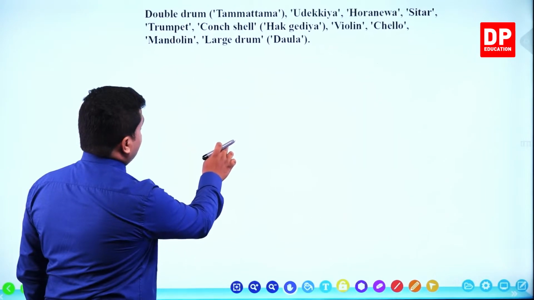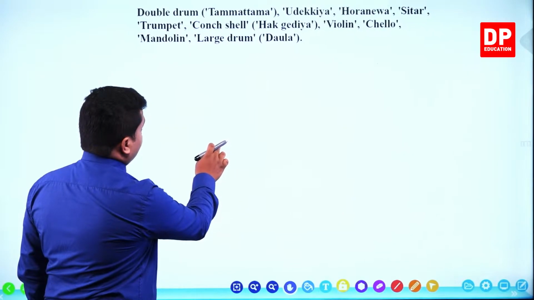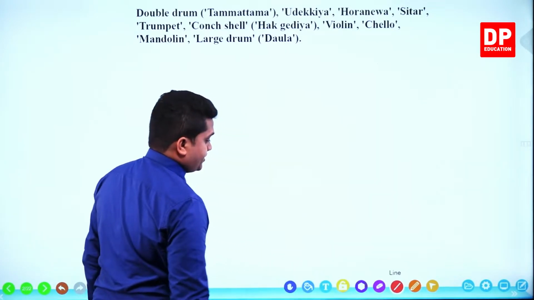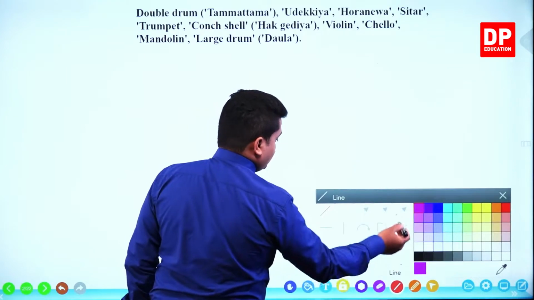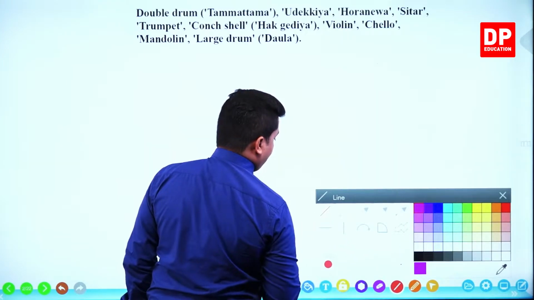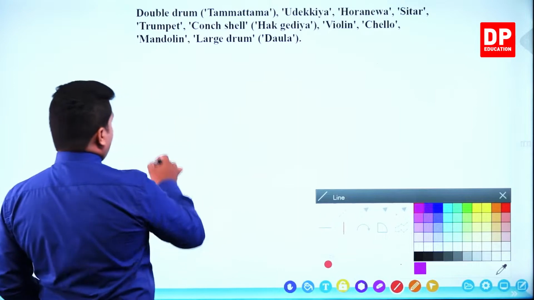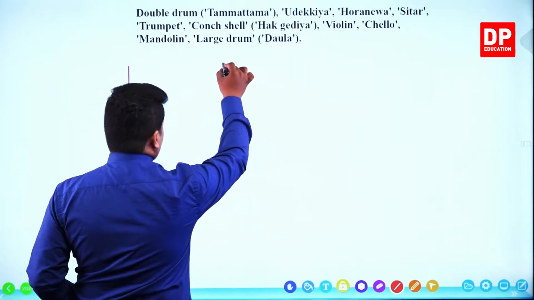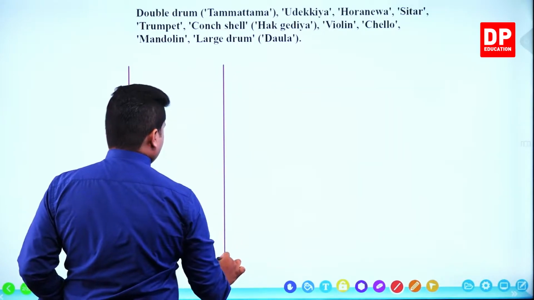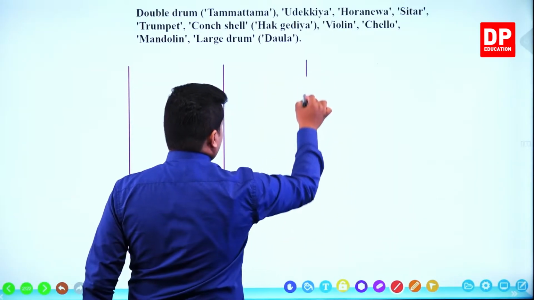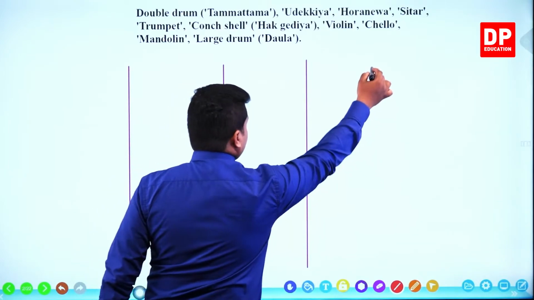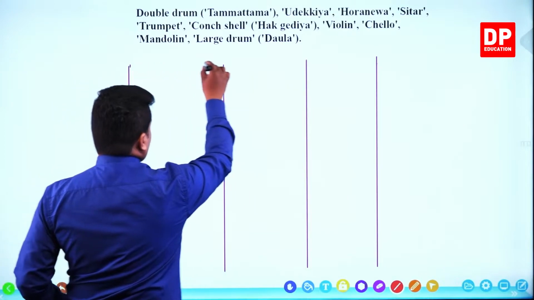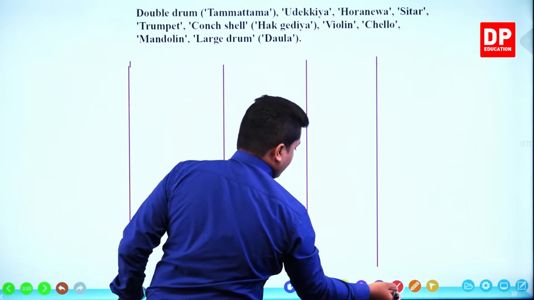I'll take the slide somewhat up. So now let's divide into 3 groups. We'll divide into 3 groups.